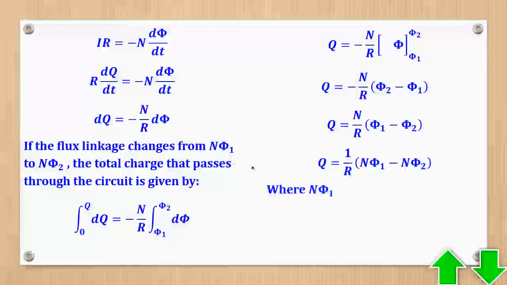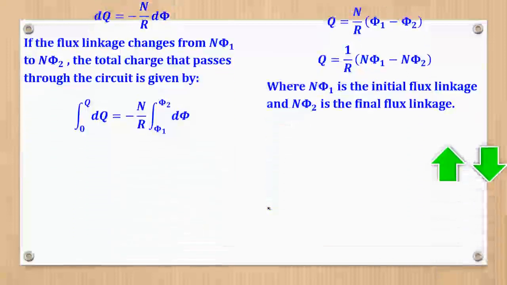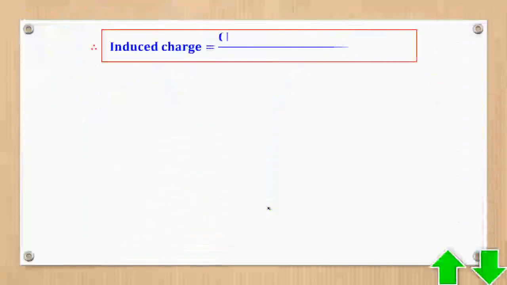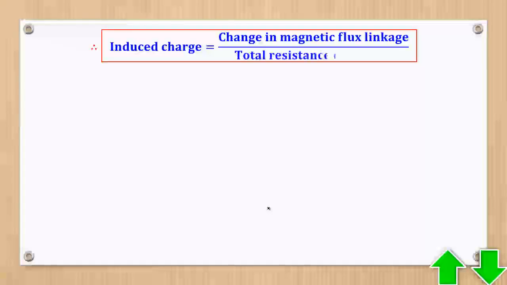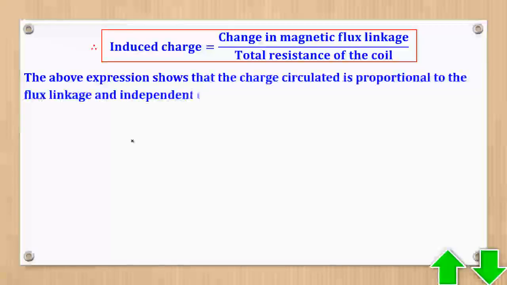When you bring the N also inside, you come up with this. So that means, remember, I know that this is the initial flux linkage and this is the final flux linkage. Therefore, I can write it in words and say induced charge is equal to change in magnetic flux linkage over total resistance of the coil. So that is basically the relationship between induced charge and magnetic flux linkage.